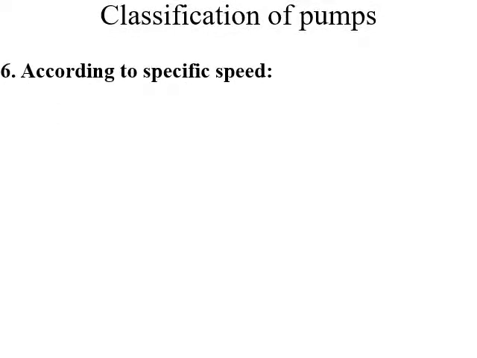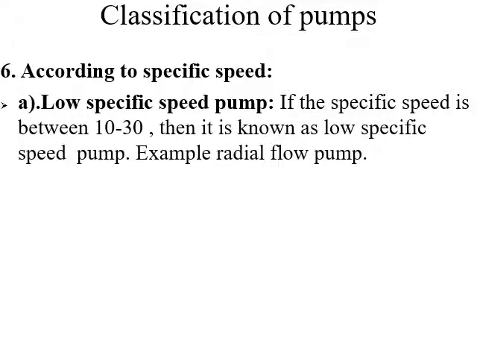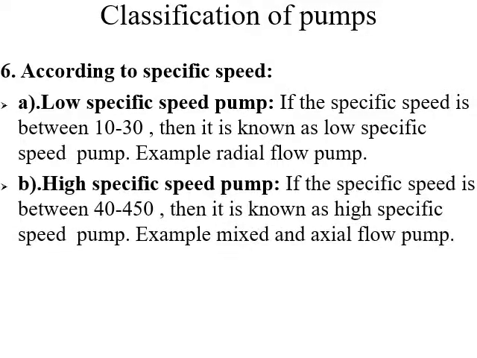According to the specific speed, the pumps are classified as low specific speed pump, if the specific speed is between 10 to 30. Example for that, radial flow pump. High specific speed pump, if the specific speed is between 400 to 450. Example, mixed and axial flow pump.